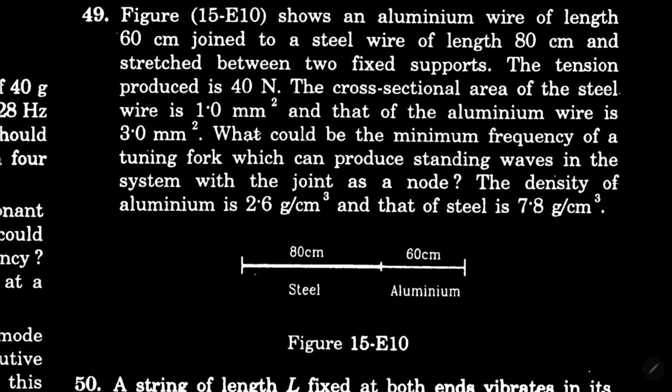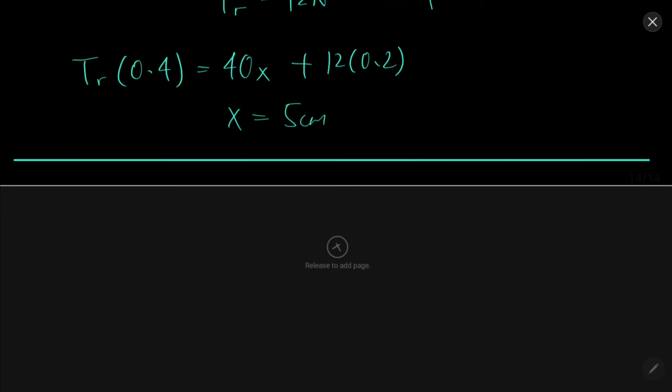In question 49 we have this aluminum wire. Now the cross sectional area is also given. What could be the minimum frequency of tuning fork which can produce standing waves in the system with the joint as a node? Solution 49. So we know that it is root T over M. So why we are talking about velocity? So velocity of wave in both the situations will be same. Okay, so it will be 500 over 7.